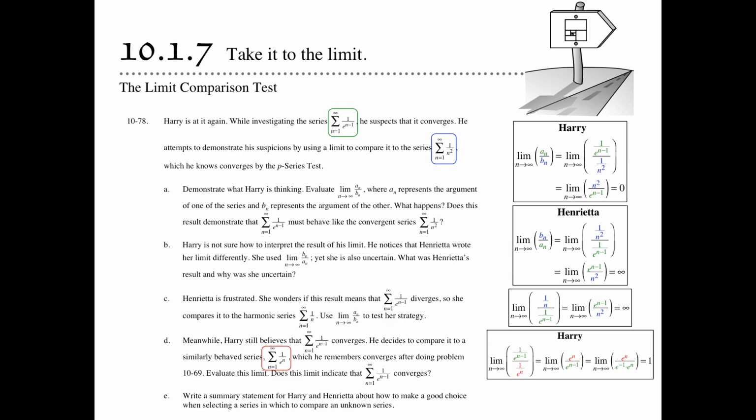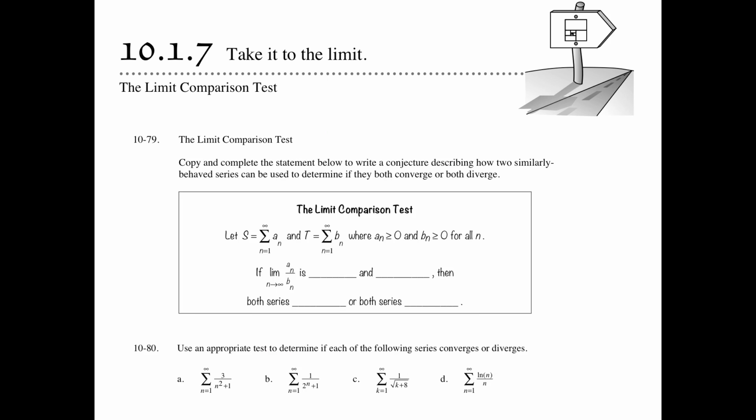After completing this problem, do one more round of fishbowl. And then have students complete the math note that says, if the limit to infinity of the ratio of the terms between two series is finite and not 0, then both series will converge or both series will diverge.